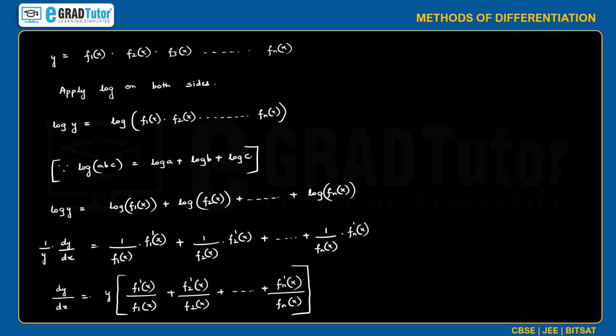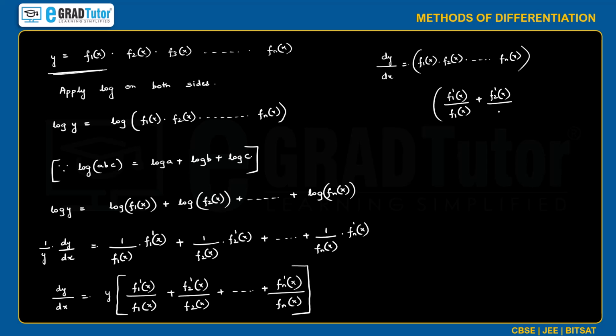Okay, now just substitute y. What is y? f1 of x into f2 of x into f3 of x. So dy by dx will be nothing but f1 of x into f2 of x into so on fn of x into f1 dash of x by f1 of x plus f2 dash of x by f2 of x plus so on plus fn dash of x by fn of x.